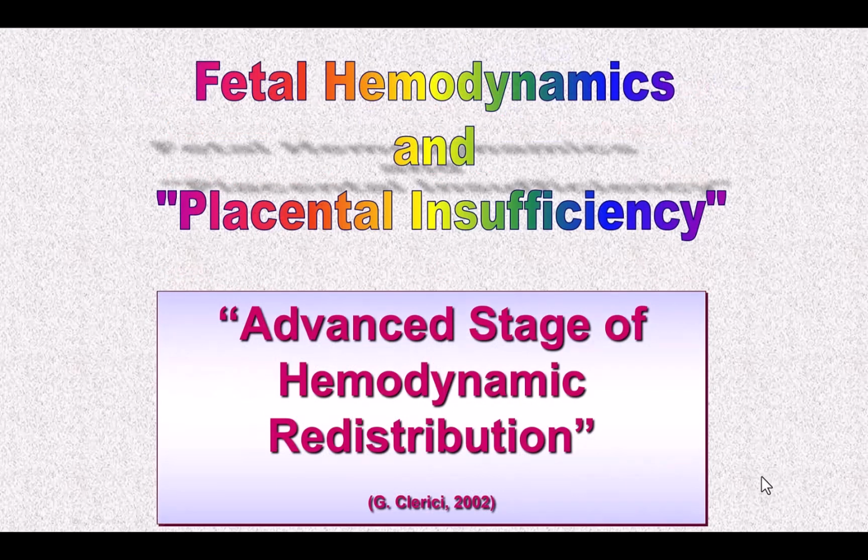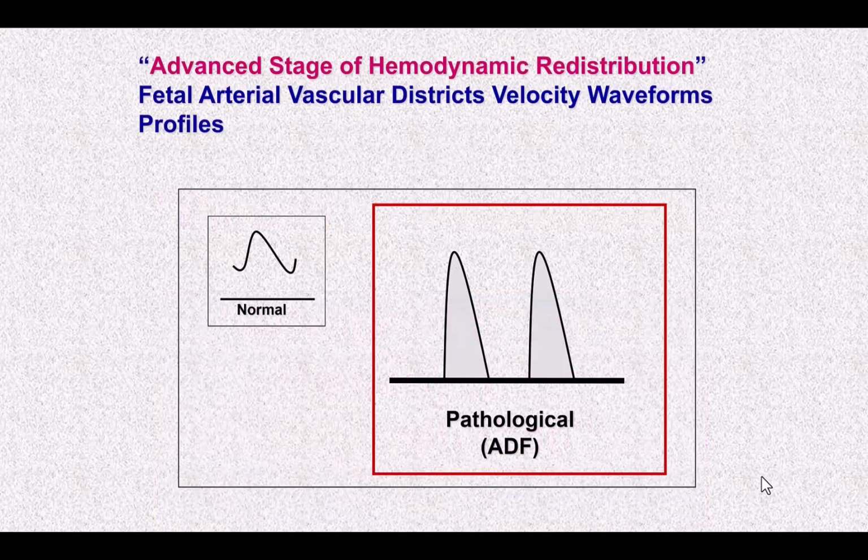The next stage is the stage that I call the advanced stage of hemodynamic redistribution. What is new in this advanced stage? The news is that we can find this kind of phenomenon in the arterial district of the fetus and in the umbilical artery. This condition is characterized by absent diastolic flow. Here you can see the normal waveform profile in the arterial district and in the umbilical artery in normal and healthy fetuses.